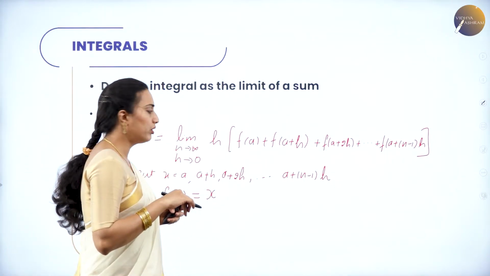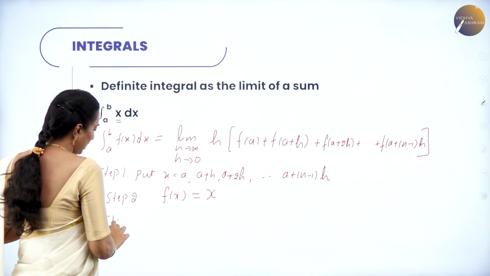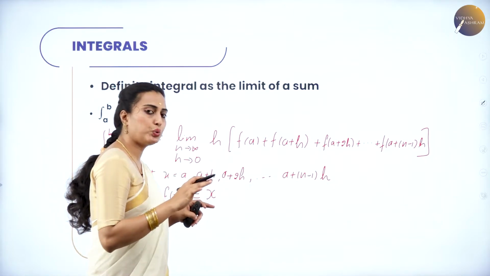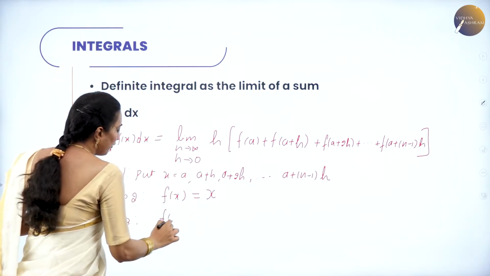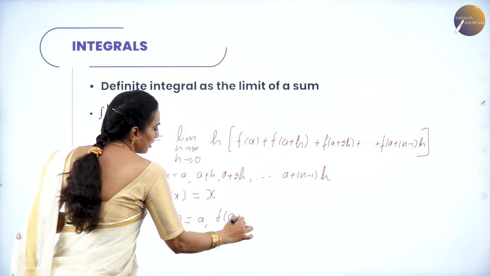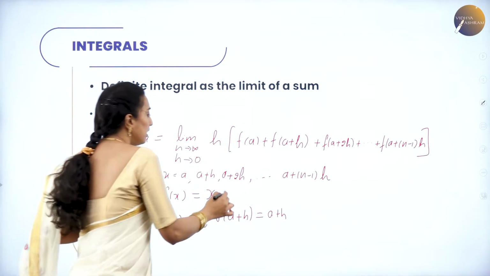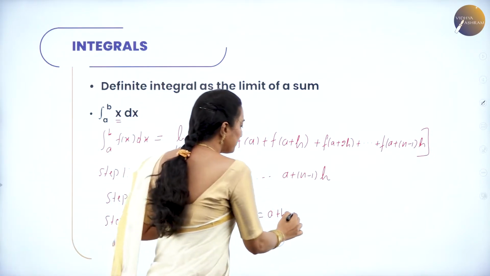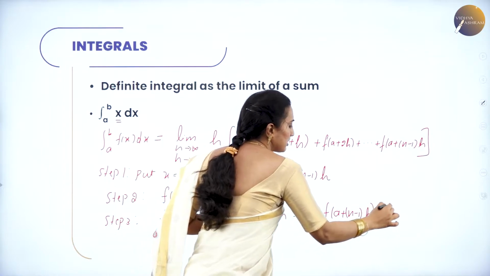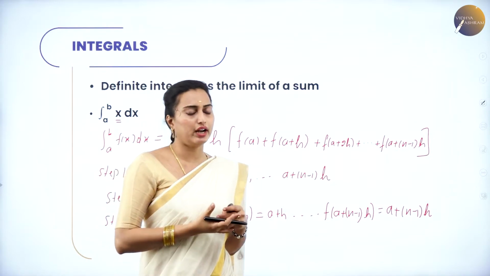Now, after finding that, step 3 is putting the values of x there. So therefore, what happens? This is step 3. You can put the values of x as a plus h, a plus 2h, a plus n minus 1 into h. So f of a is a only, f of a plus h means here also a plus h only, correct? Because x only is there. f of a plus 2h is a plus 2h only. Similarly, etc. f of a plus n minus 1 into h is a plus n minus 1 into h only. Understood? So this is what you are going to write as step 3.